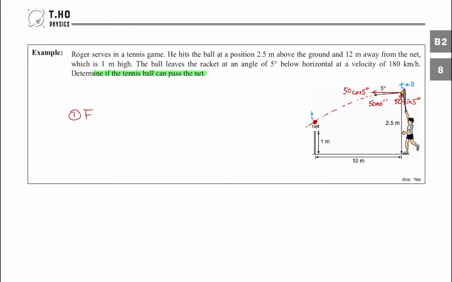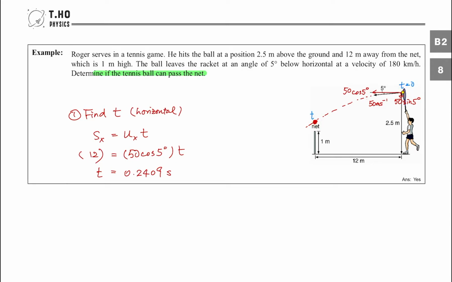First of all, we need to find the time t. We can find time t by considering the horizontal motion, because the horizontal speed is known, and the horizontal distance is also known. So let's consider the horizontal motion, and we use the equations of motion, Sx equals uxt. Let's put in the numbers. Sx is 12 meters, ux is 50 cosine 5 degrees times t. So t is given by 0.2409 seconds. So it takes 0.24 seconds to go from this point to this point.